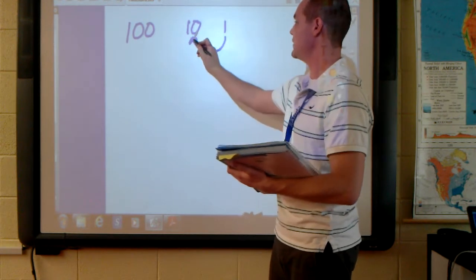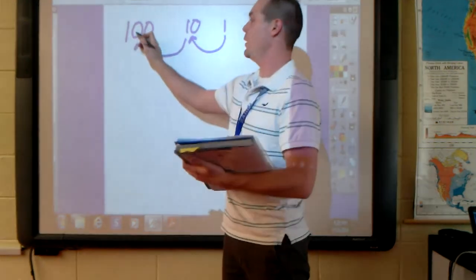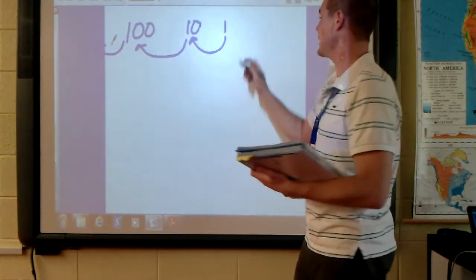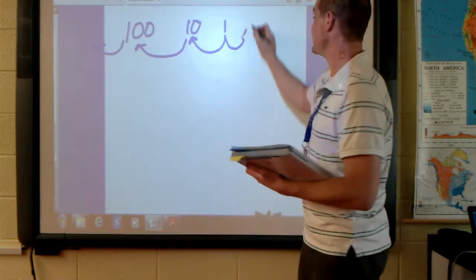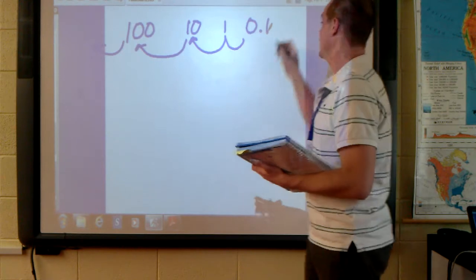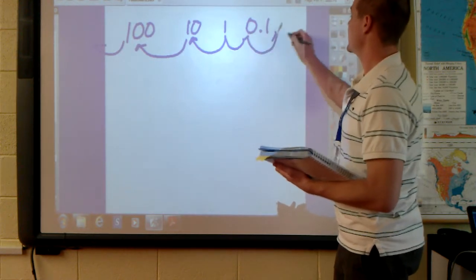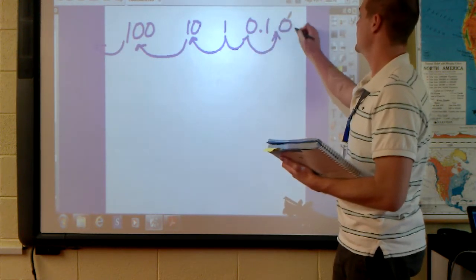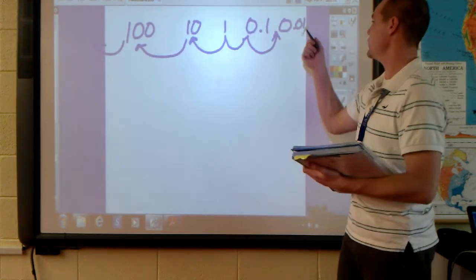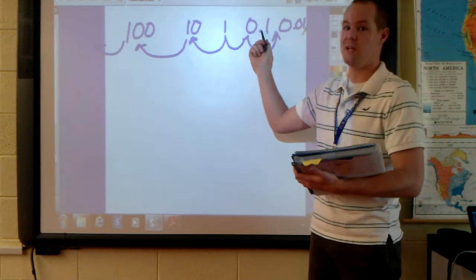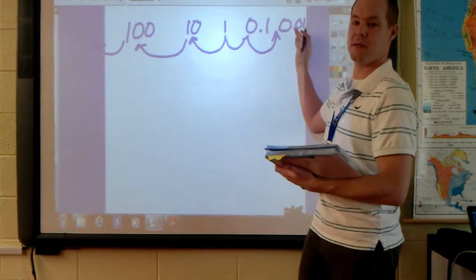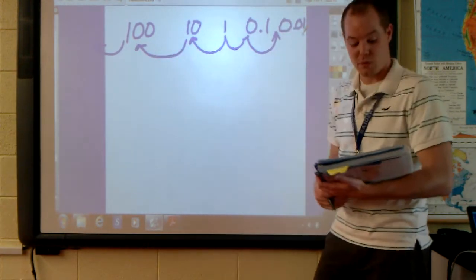Okay, 1 times 10 is 10. 10 times 10 is 100. 100 times 10 is 1,000. As you go to the left, you multiply by 10. As you go to the right, you divide by 10. Okay, 1/10 is 1/10 of 1. Let's go another 10. If we divide by 10, we get 100th. 100th is 1/10 of 10. If you multiply 100th by 10, you get 1/10. If you multiply 1/10 by 10, you get 1. Okay? Again, multiplying by 10 as you go to the left, dividing by 10 as you go to the right.